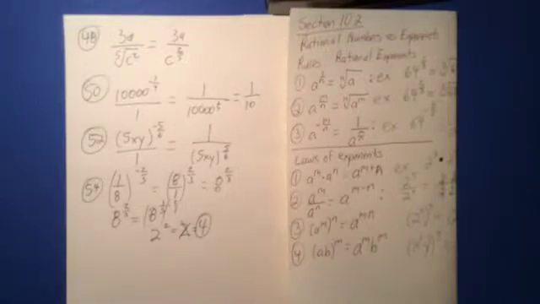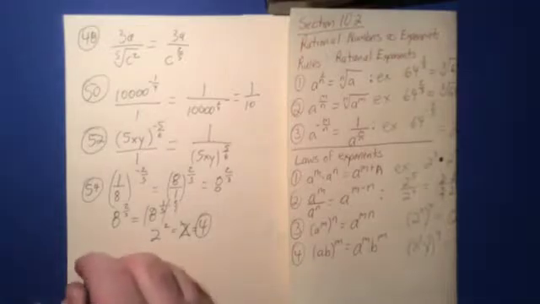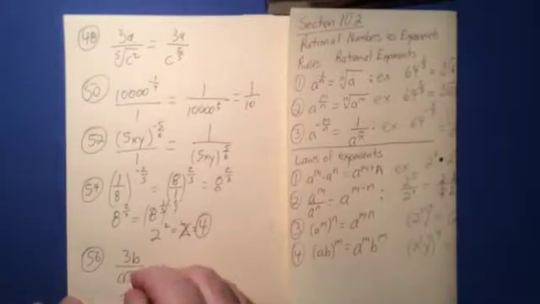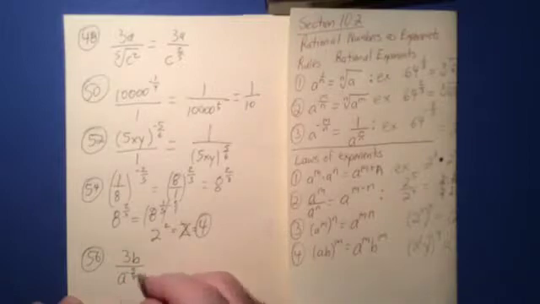Sometimes in problems like this the work begins to get a little complicated. Sometimes we have to move things, and sometimes we don't. Let's take a look at 56 to see what that work is going to look like. We have the expression 3b over a to the minus 5 over 7.